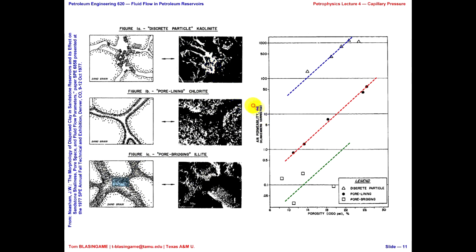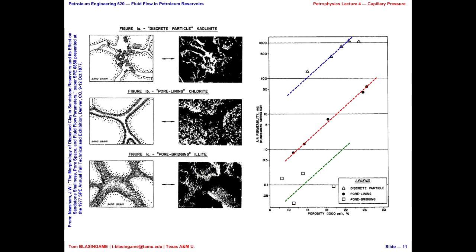What they did is they also made a correlation plot of permeability versus porosity, and the discrete particle case is bad, but it's not too bad. And then the pore lining case has a big effect, but it still maintains this correlation basically of a straight line with porosity and permeability. And then pore bridging illite just messes everything up. There's no correlation at all. I threw this line in just for your own benefit.